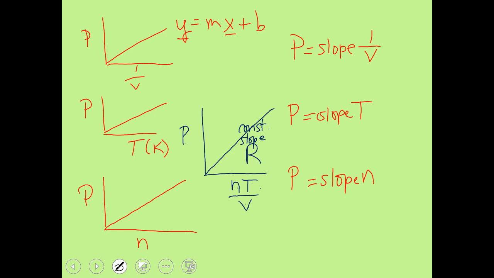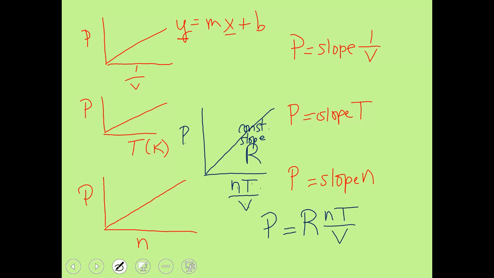Okay, now let's write an equation for that line. On the y-axis, we have P, and we have the slope. They use the letter R, which is the universal gas constant because it works for all gases in all situations. And then we have NT over V.